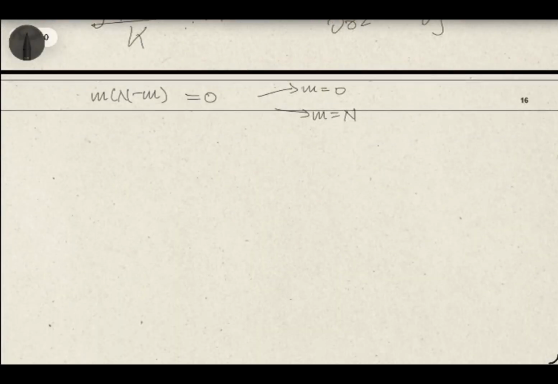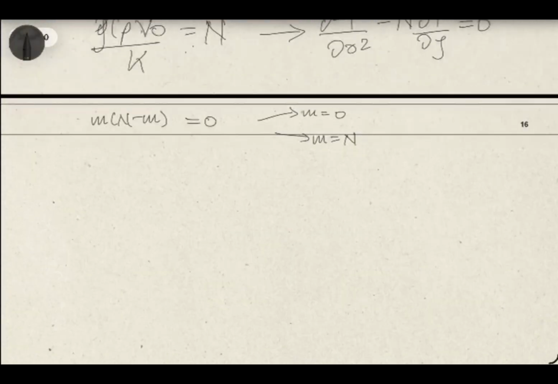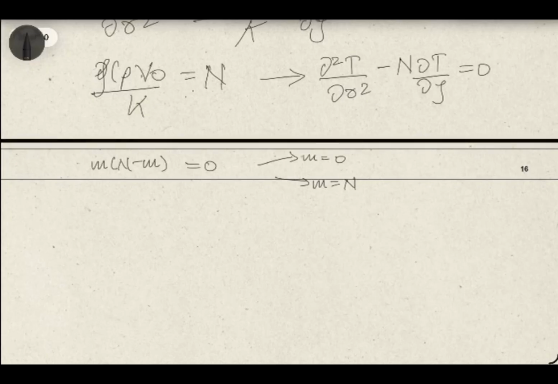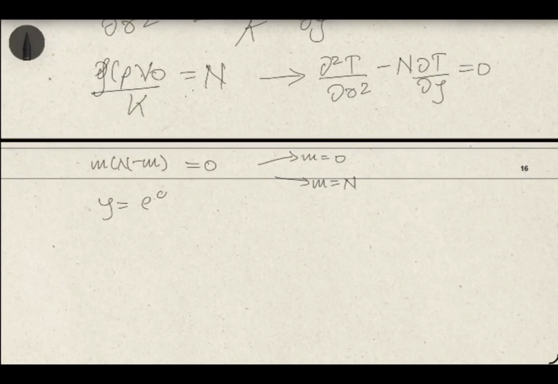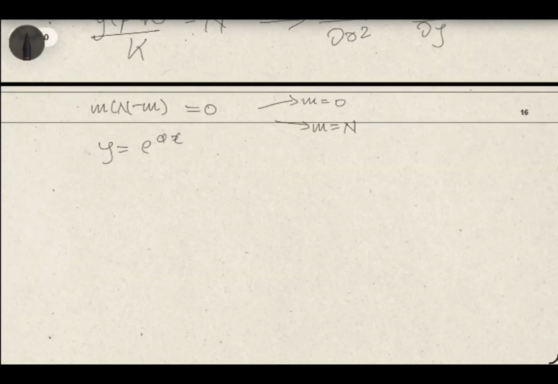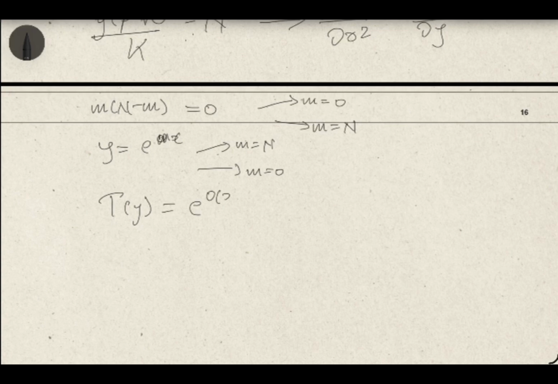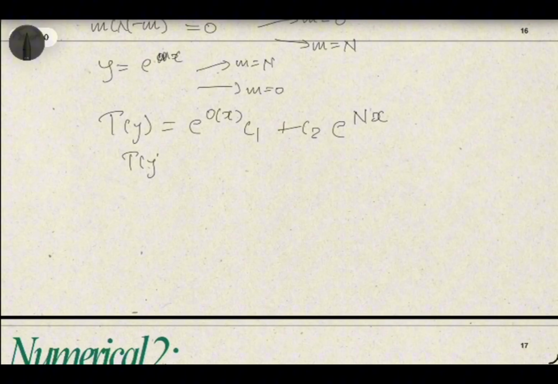So let's discuss what is the meaning of doing this. To solve this second order differential equation, we assume that the solution might be of the form e to the power ax, something like that. So we got e to the power mx. We got m value as m equal to n and m value as m equal to 0. So we write the general solution, T as e to the power 0 x c1 plus c2 e to the power nx. So we get the equation c1 plus c2 e to the power nx.